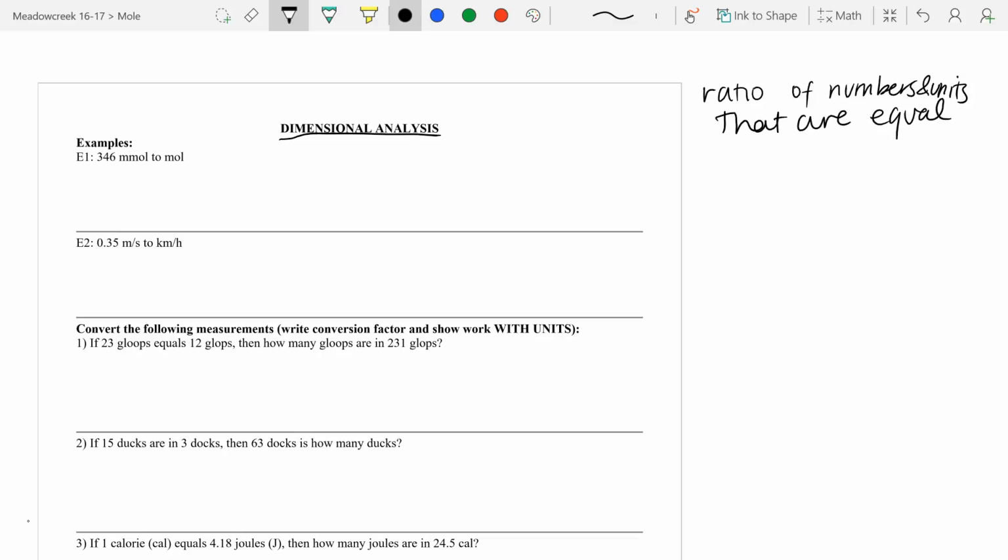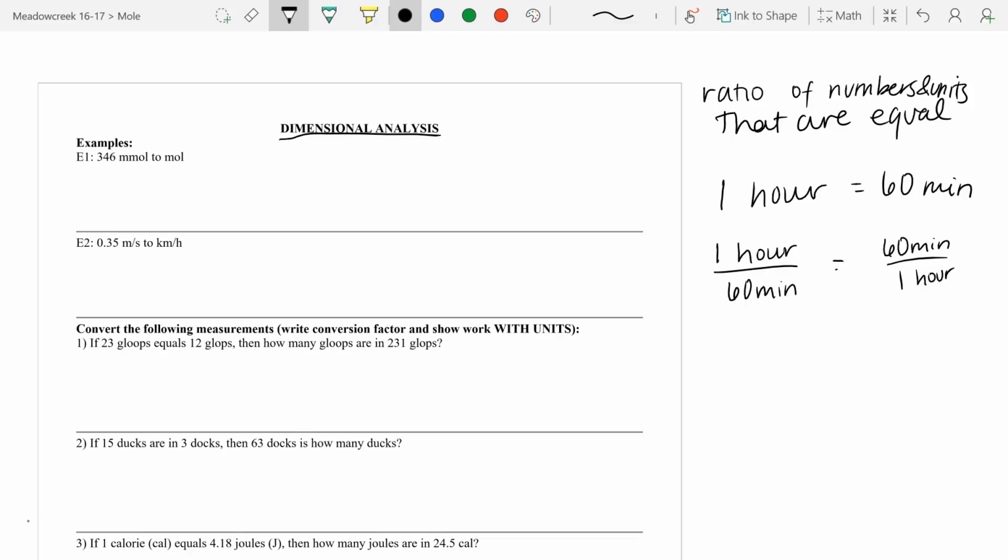So for example, we know that 1 hour is equal to 60 minutes. This is an equality that most of us are very well aware of. Now, this equality can be written as a ratio or conversion factor in two different ways. We can write 1 hour over 60 minutes, but we could equally write 60 minutes over 1 hour. These things are both essentially equal to each other and also equal to 1.